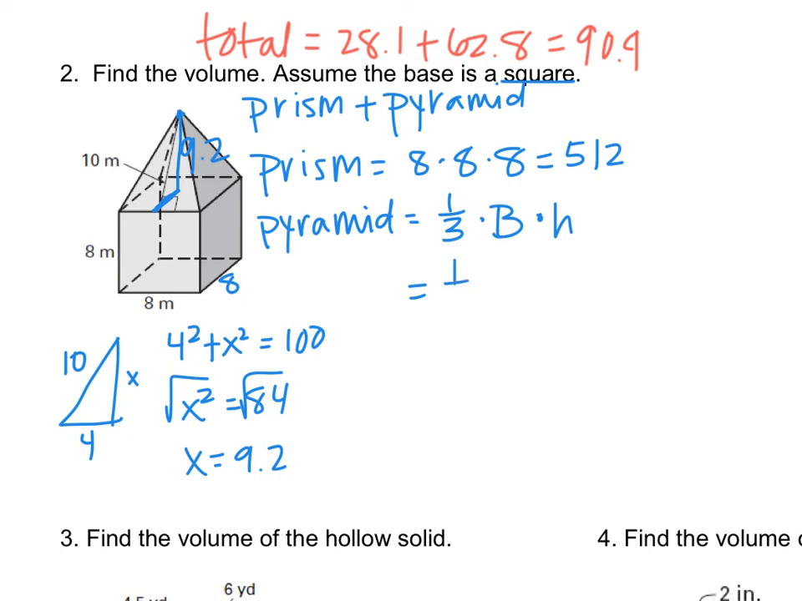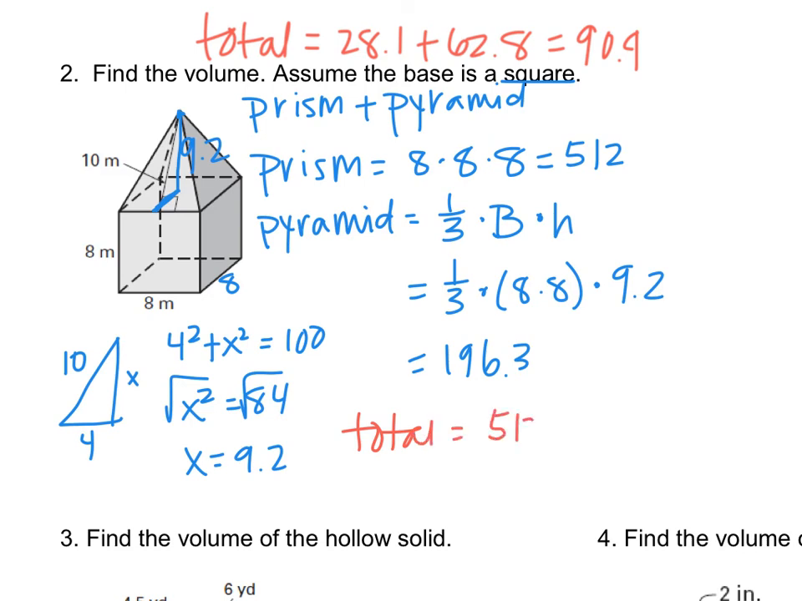So our pyramid volume, 1/3 times the area of the base, which is the square, 8 times 8, times the height, 9.2. Multiply those all up, we get 196.3. Now our total, we just add them up. 512 plus 196.3, we get 708.3 meters cubed. Remember, volume is always in cubes, and area is always square units.